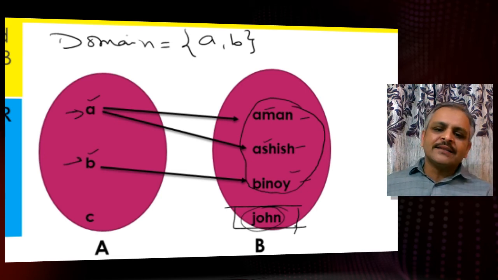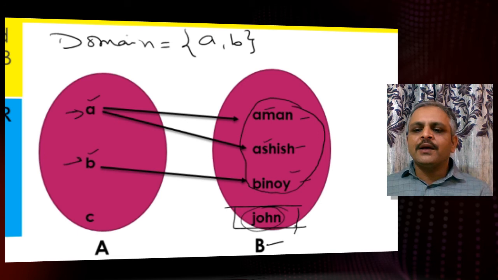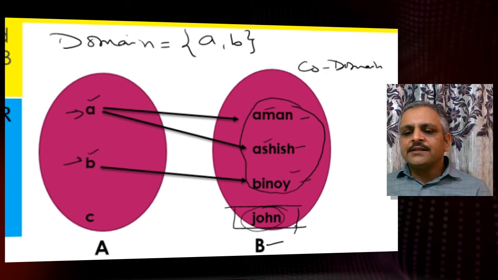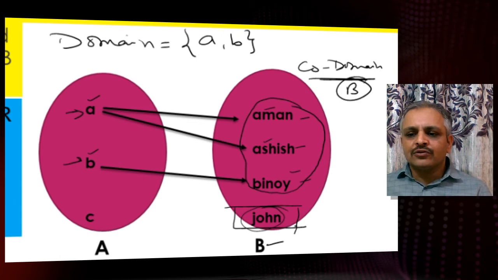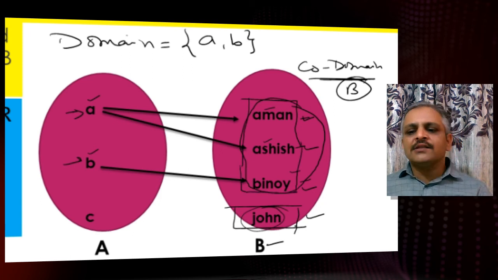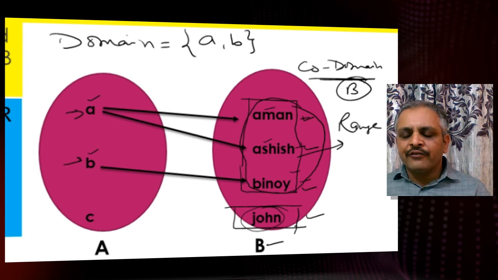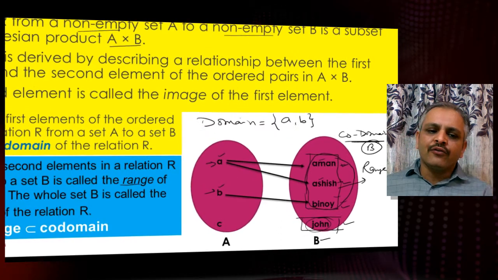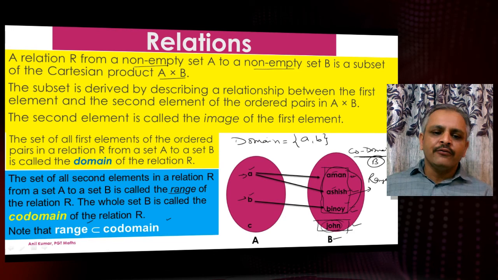And altogether the second set, the set B, is known as the codomain. This complete set B is the codomain. So the codomain has four elements: Aman, Ashish, Binoy and John. Whereas if I am talking about the relation, only these three elements are the images. So the set of these three elements is known as the range. So you can check that this range is a subset of the codomain. So range is a subset of codomain.